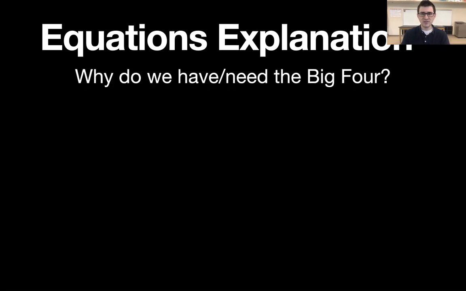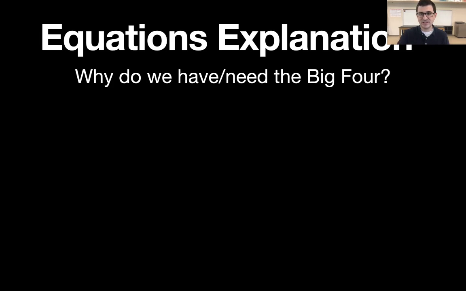So then, why do we need the big four? Why is it not the big three or the big five? What's going on with that? In order to think about that, we have to think about what the variables are that are going on in a kinematics constant acceleration UAM problem.